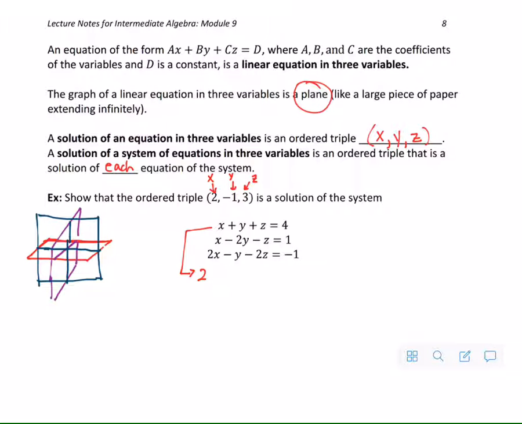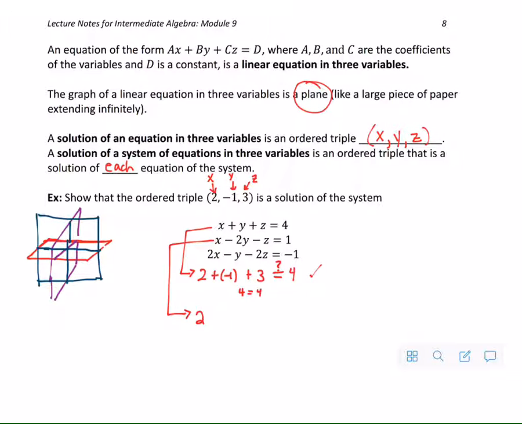2 plus a -1 plus a 3. Is that equal to 4? And it is, right? Because 2 minus 1 is 1, 1 plus 3 is 4, equals 4. Okay, what about the second one?